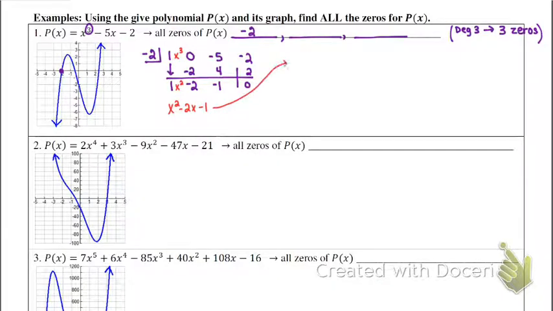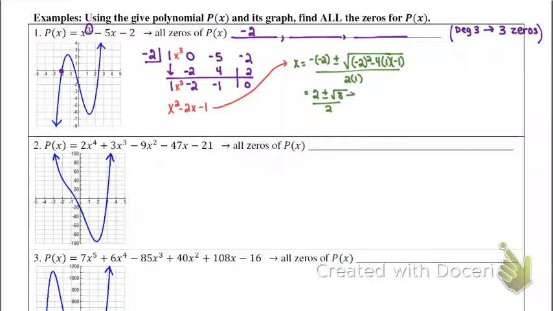So we're going to bring it over here, and we're going to solve using the quadratic formula. So it's x equals negative negative 2, plus or minus the square root of negative 2 squared minus 4 times 1 times negative 1, all over 2 times 1. So if I simplify, I get 2 plus or minus the square root of 8, all over 2.